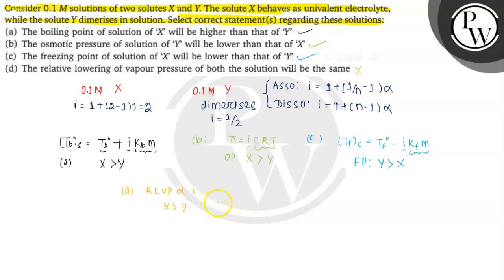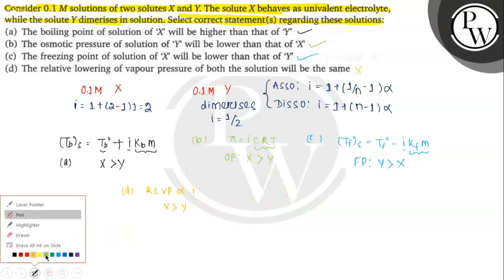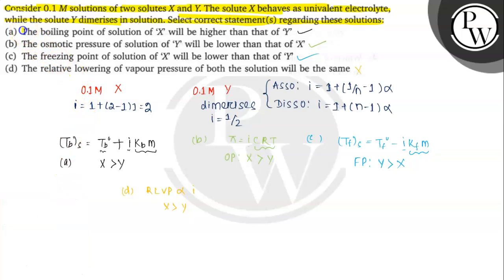According to the question, you have to find the correct statements. That means options A, B and C are correct. First, the boiling point of solution of X will be higher than that of Y. Then the osmotic pressure of solution of Y will be lower than that of X, and the freezing point of solution of X will be lower than that of Y. So these are the three correct answers. Hope you understand it well. Best of luck.